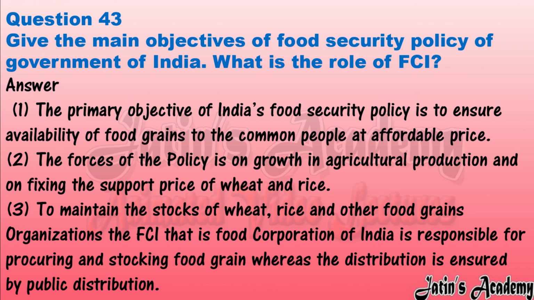What is the role of FCI? Answer. 1. The primary objective of India's food security policy is to ensure availability of food grains to the common people at affordable price. 2. The focus of the policy is on growth in agricultural production and on fixing the support price of wheat and rice. 3. To maintain the stocks of wheat, rice and other food grains.